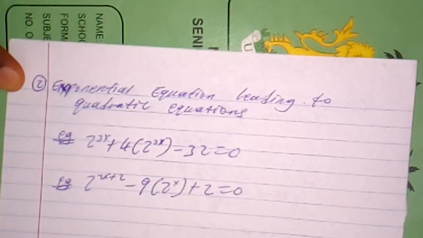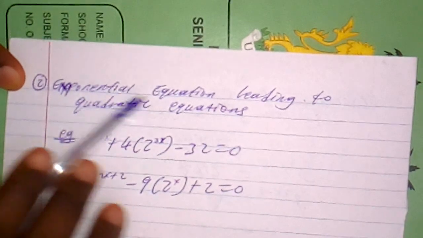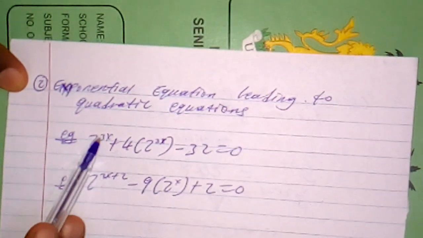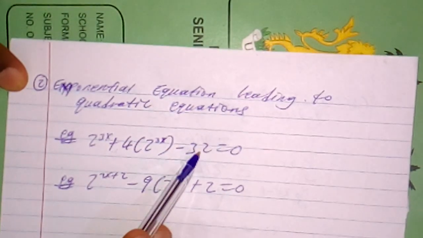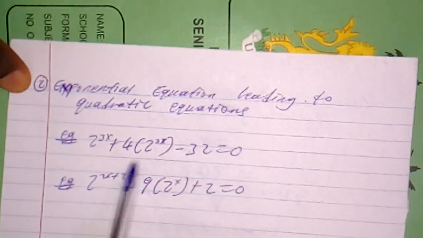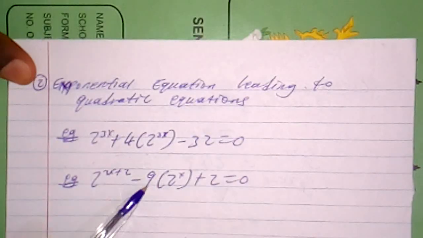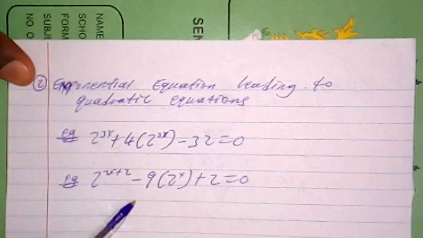These are example of exponential equation leading to what? Quadratic equation. Exponential equation leading to quadratic equation. This is an example. 2 raised to the power 3x plus 4 into 2 raised to the power 3x minus 32 equals to 0. You see it? If you want to know how to solve this kind of question in exponential equation, please go and watch the video that I will just be uploading now, immediately after this one. Just go and watch it.